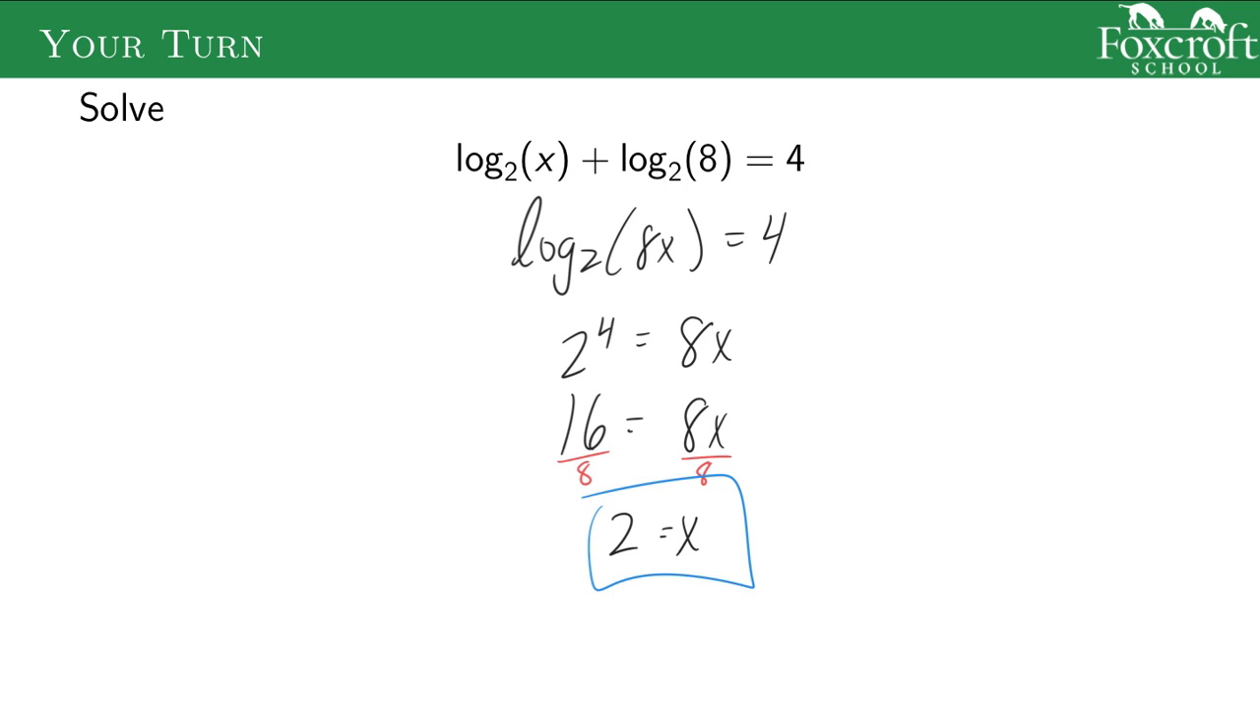And the answer you should get at the end is that x equals 2. Again, the first thing you have to do is see that there's a plus sign between the logs, so you combine them and multiply. Now you have a single log equation, so you take your base, you raise it to that number, and you get the inside. 2 to the 4th is 16, divided by 8, you get your final answer of 2.